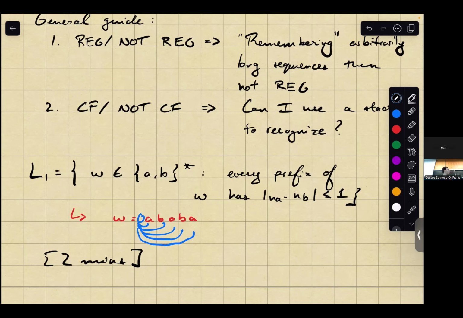So we're doing an exercise. The exercise is, given this language, is it regular, not regular, context-free, or not context-free? And we have to prove that. So you have 1 minute and 6 seconds.